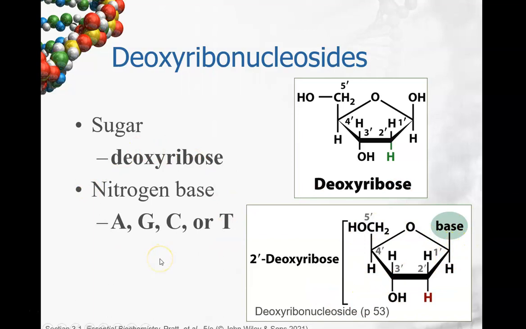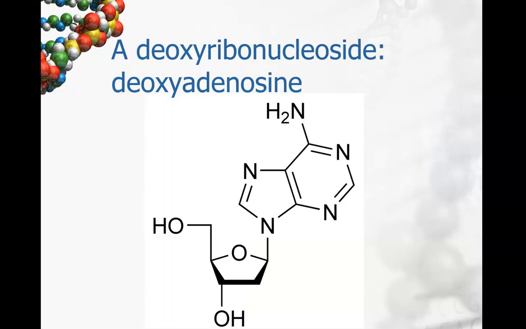So we typically have A's, G's, C's, or T's as examples of deoxyribonucleosides. So here is a deoxyribonucleoside, deoxyadenosine. So here's adenine, and this is our sugar, which is deoxyribose. Again, we don't have an OH right here. We just have hydrogens.